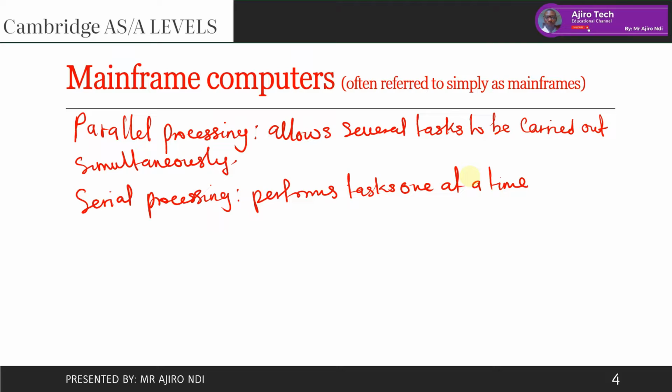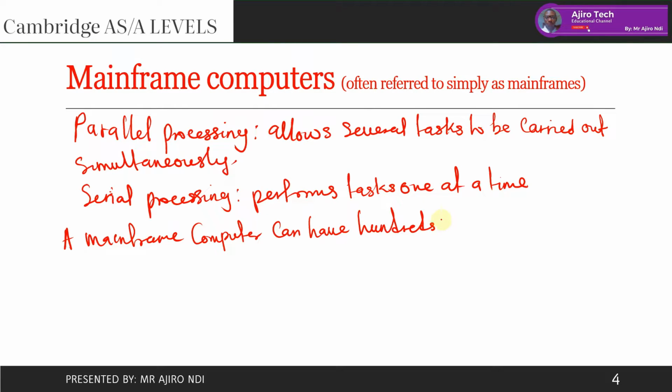And that is why a mainframe computer can have hundreds, can have what? Mainframe. Sorry, this should be serial. A mainframe computer can have hundreds of processor cores.